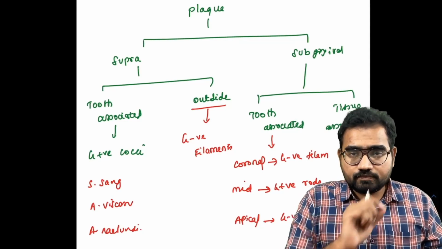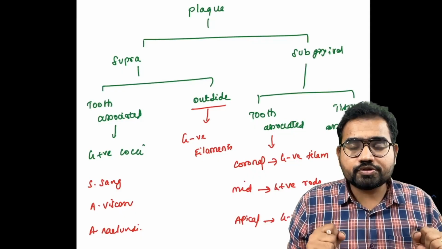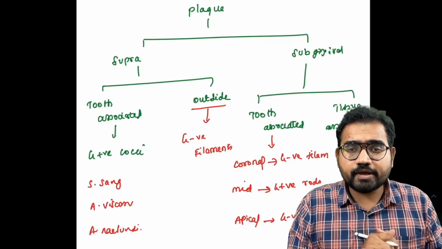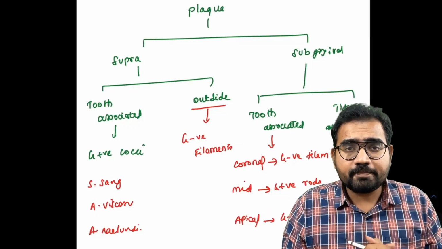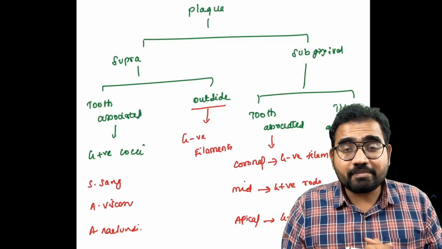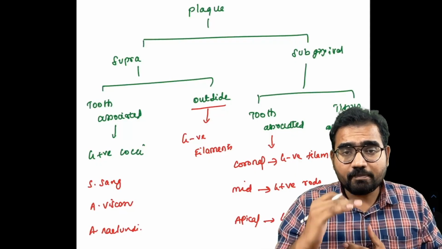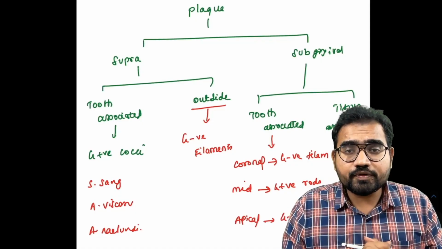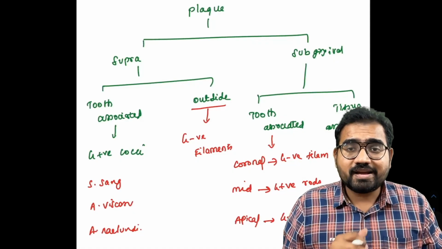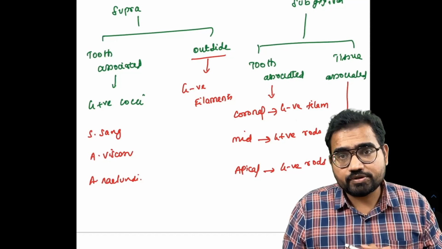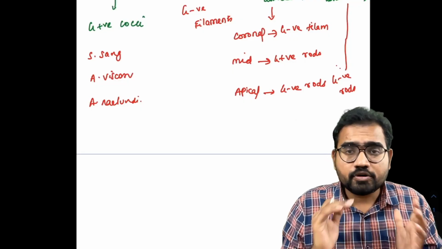So supragingival plaque, tooth associated, predominantly has gram positive cocci, Streptococcus sanguis, Actinomyces viscosus, Actinomyces naeslundii, and outside you see predominantly gram negative filaments. Subgingival, tooth associated: coronal is gram negative filaments, mid is gram positive rods, and apically gram negative rods. Tissue associated is predominantly gram negative rods.